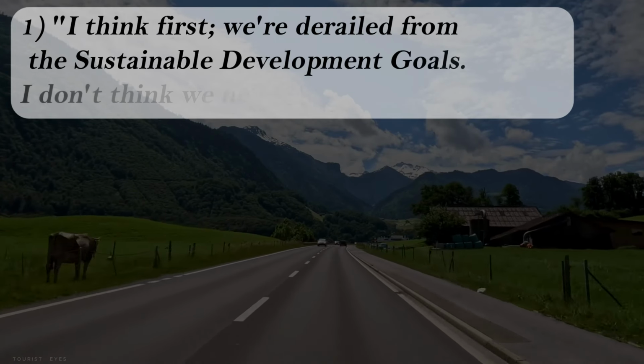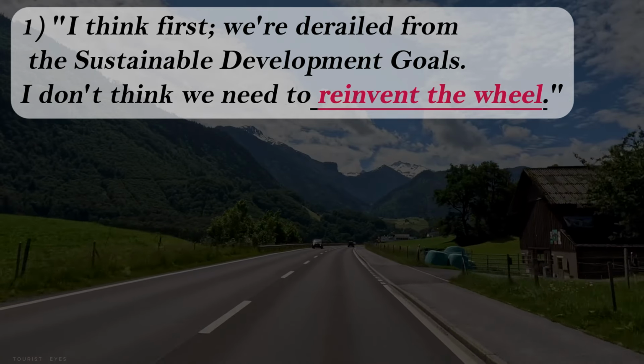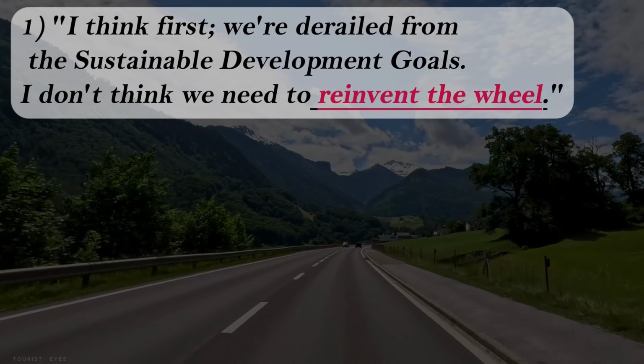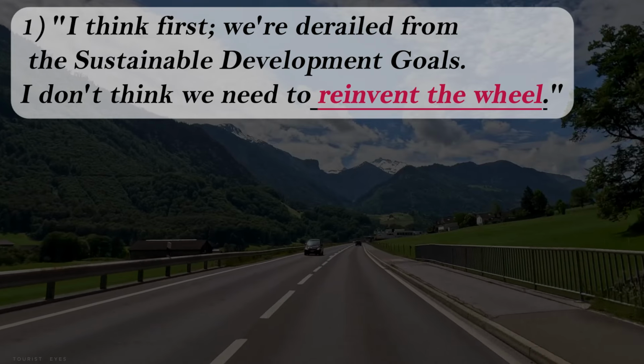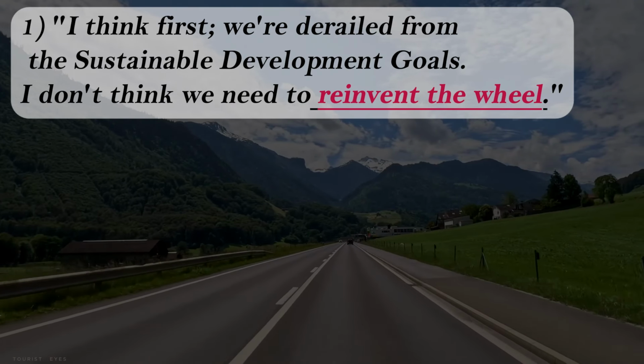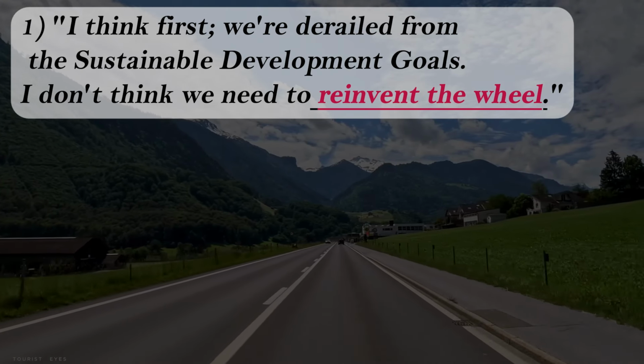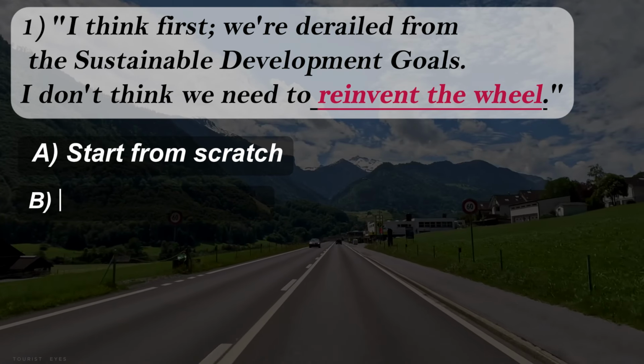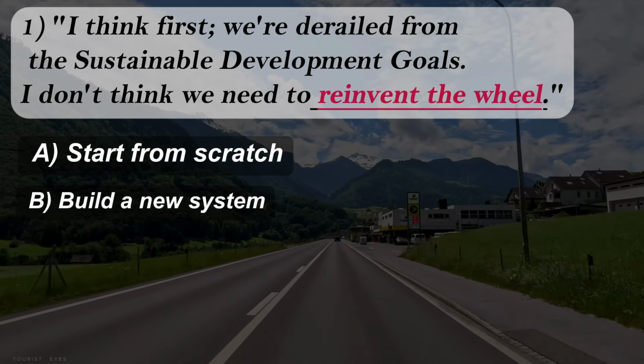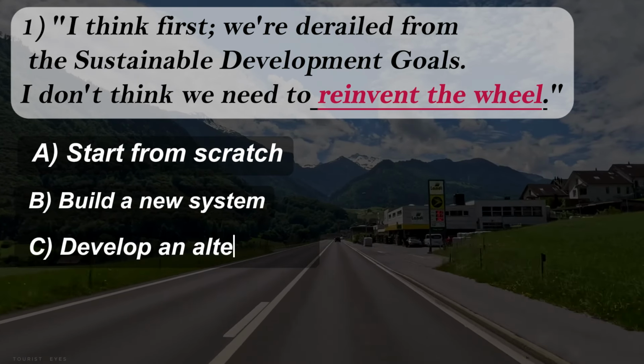1. I think the first, we're derailed from the sustainable development goals. I don't think we need to reinvent the wheel. A. Start from scratch. B. Build a new system. C. Develop an alternative. D. Change directions. The correct answer is A. Start from scratch, because reinvent the wheel means starting from the very beginning to develop something again.